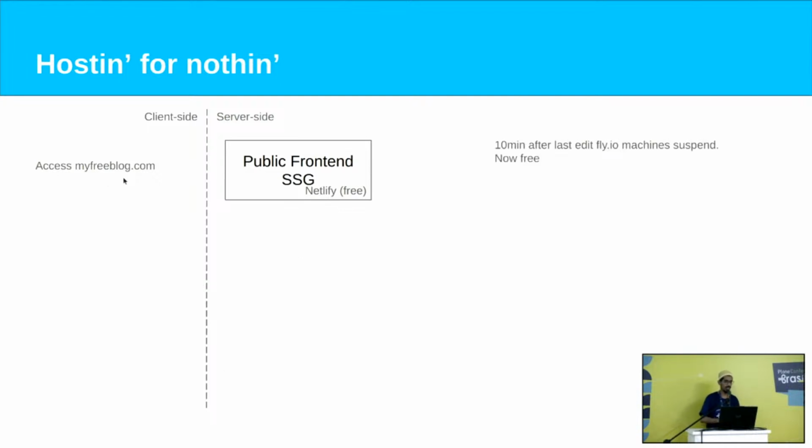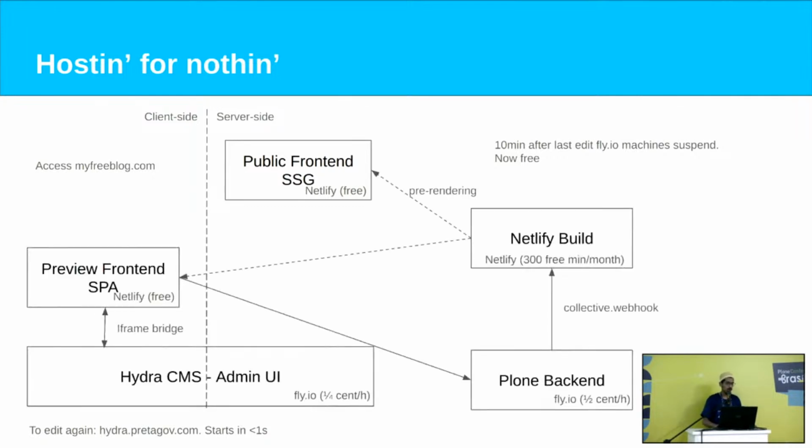Then after 10 minutes, fly.io, if there are no changes, no update, it will suspend, and now everything is free. So you only pay when you edit. To edit again, you go to Hydra, which is deployed. I will show you at the end if we have time. Then again the cycle goes on. It starts again. So that's how it's free.